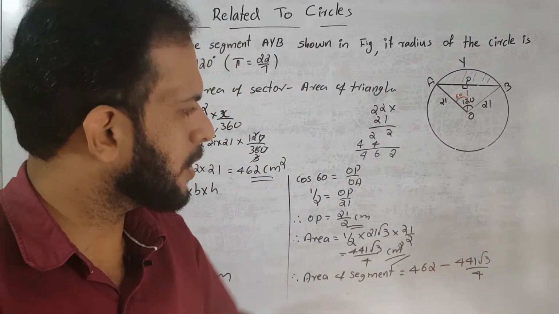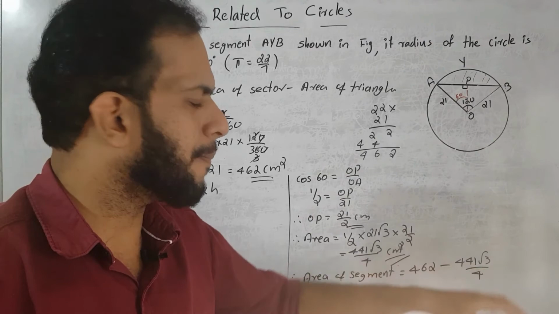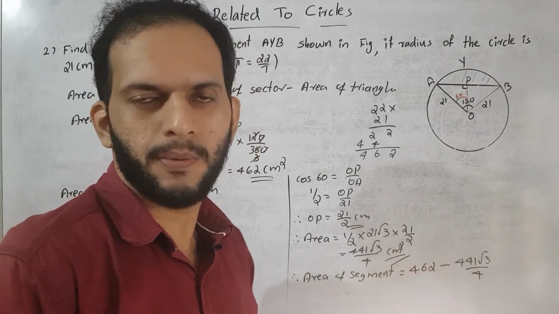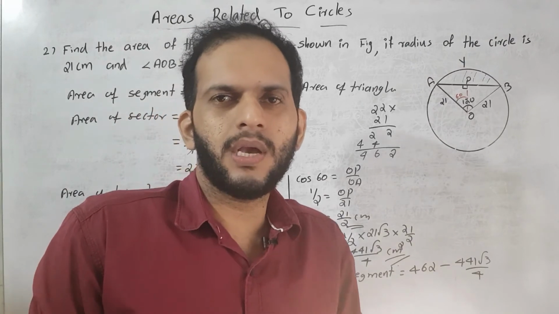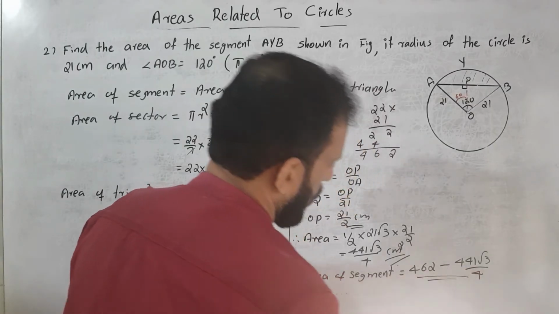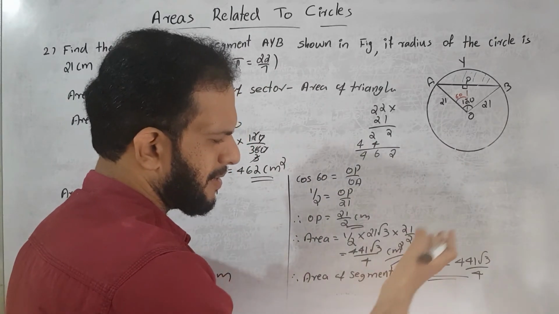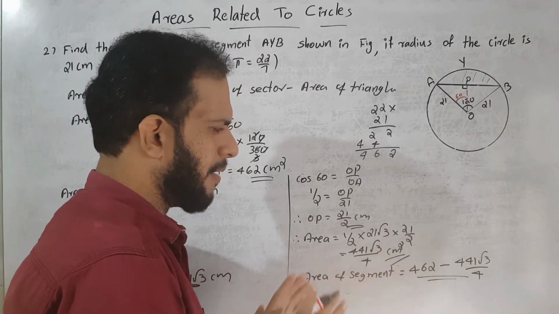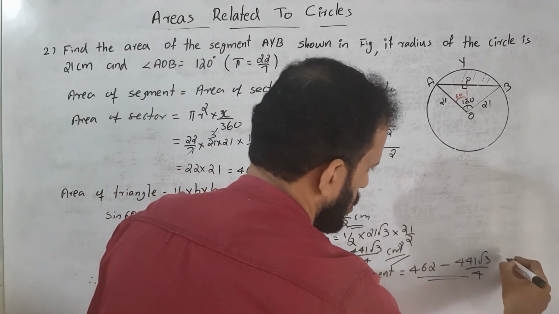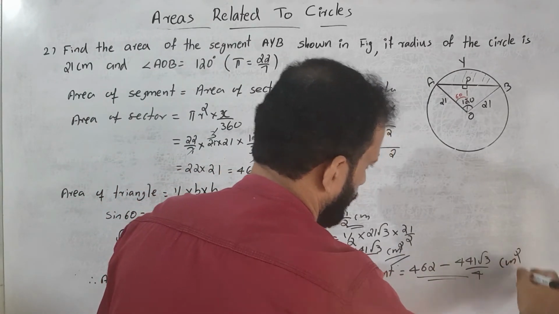If we do not substitute the value of root 3, we can't subtract. Why? Because one is an irrational number and the other is a rational number. So we can't move further after this, so we stop here. We conclude: 462 minus 441 root 3 by 4 square centimeter.